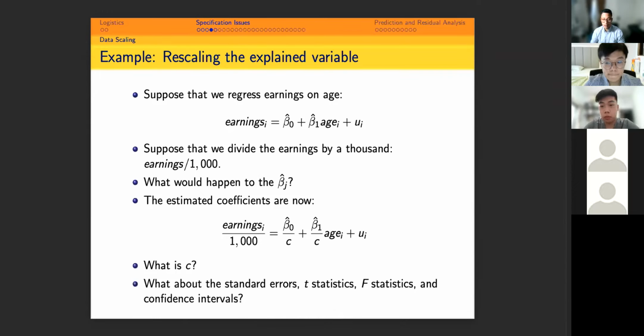Any thoughts on the F statistics and the confidence intervals? Since now the estimated coefficients have changed and the estimated standard errors have changed, the confidence intervals will have to change as well. All right, I guess we can revisit Stata now, and I'll provide you with an illustration on data rescaling and how it is done. So I'm going to share the Stata screen.